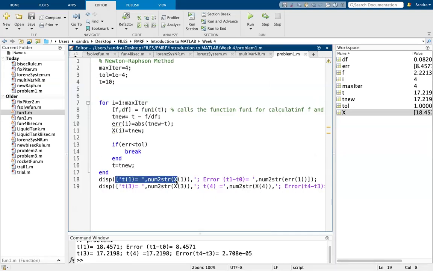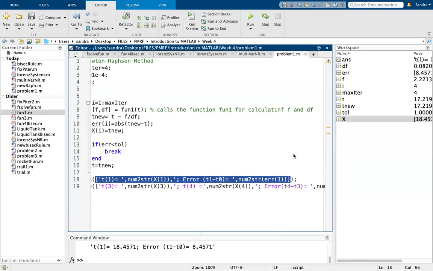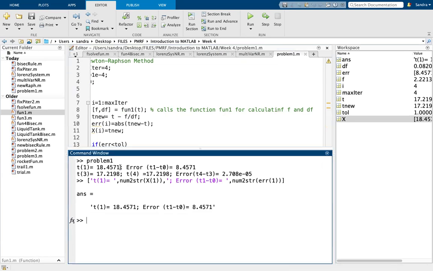For example, I can just show the square bracket here. You get a string like this, and that will be displayed. So this is what you get. T1 is 18.457, error was 8.457, and for T3 the value is 17.2198, T4 is 17.2198, and the error is of the order of 2.708 e raised to minus 0.5.